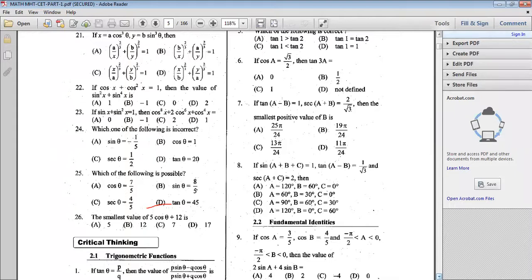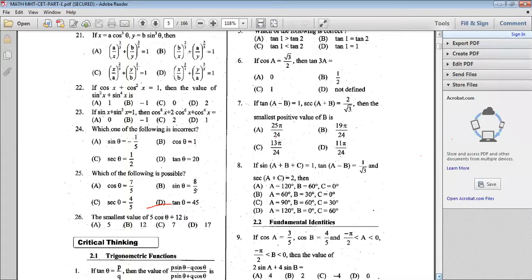Sin theta is equal to 8 by 5. That is also more than 1. Sin theta also never gives a value which is more than 1. Secant theta is equal to 4 by 5, that is 0.8. So secant theta also never gives the value in between -1 to 1. That's why 4 by 5 is also not possible. But the range of tan theta is R, that is, it will give all the real numbers. That's why tan theta equal to 45 is the only possible one. Okay? So that is the answer.